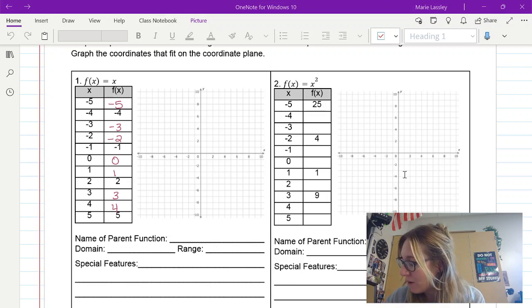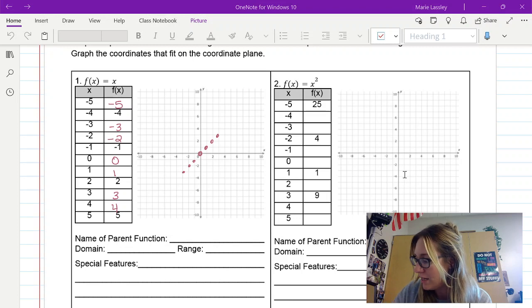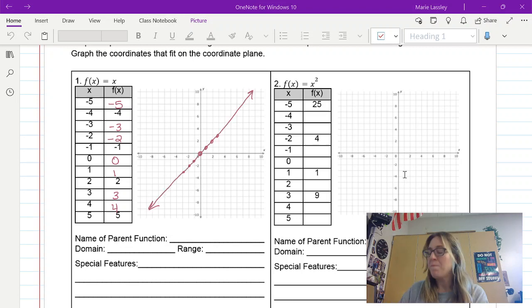All right, and then graphing my line, I'm just going to plot those points in both directions, and I can go ahead and connect my dots. Oh, that was a little curvy. That's okay. I did my best. All right, so filling out name of the parent function. This is a linear function.